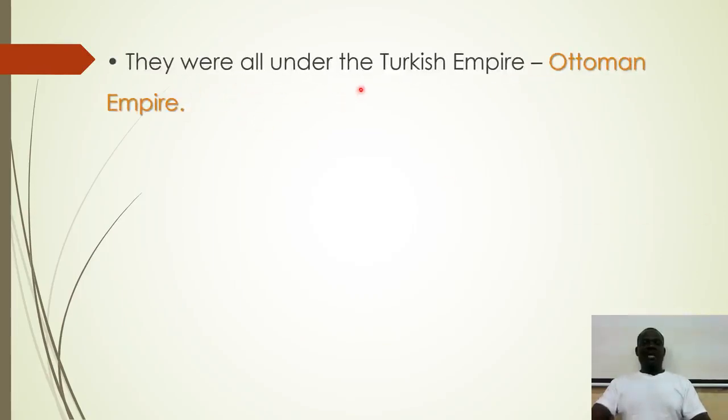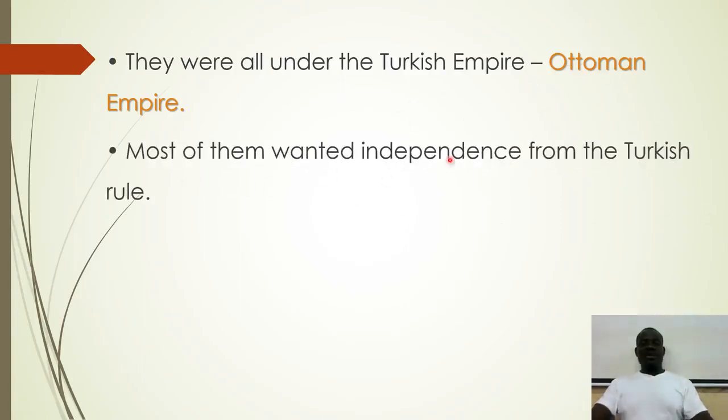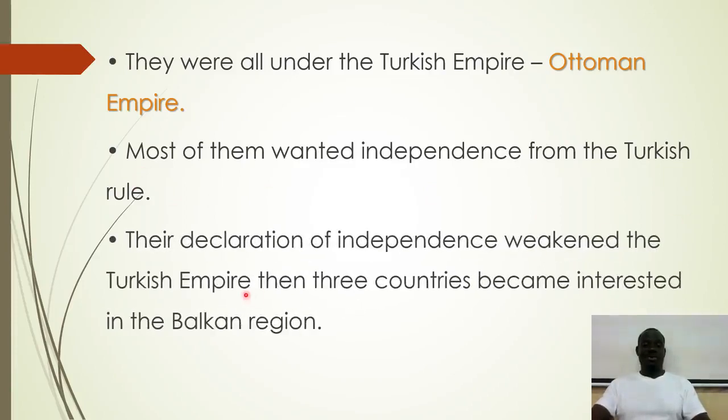So they were all under the Turkish Empire. As we said, they were under Turkey. The Balkan region was under Turkey, which was also called the Ottoman Empire. So most of them wanted independence from Turkey. Those small countries wanted independence from the Turkish Empire or the Turkish rule. So their declaration of independence weakened the Turkish Empire.